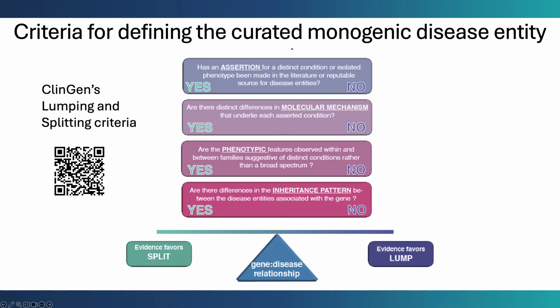This is all to say it's not very narrow and rigid. You can have a gene where you lump some phenotypes and split others, right? And you can have some where you lump them all or split them all. It's just the way for us to understand when we should do that process.